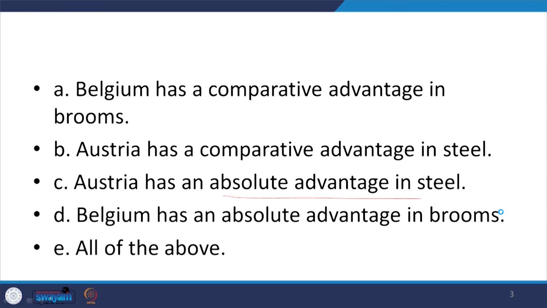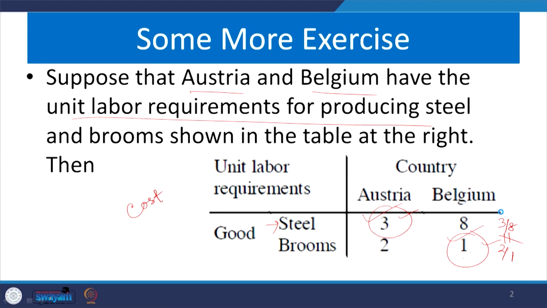Now come to the other options. Look at the comparative advantage and let us interpret it fast. Now 3 by 8 means the relative cost of production of steel as compared to the relative cost of production of brooms in Austria. So, this one is much cheaper as compared to 2 upon 1. So, the relative cost of production of steel in Austria is much cheaper, whereas for brooms Austria is double as expensive as compared to Belgium, which has even less than half the cost of production.